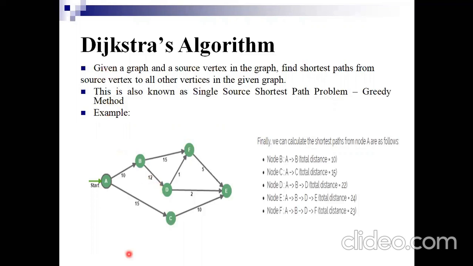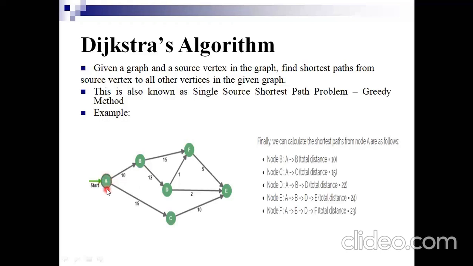So this is a graph, and we can see that this graph has 6 vertices, A, B, C, D, E, and F, and it is a weighted graph. That means all the edges have a weight associated with them. So I consider A as my source vertex.